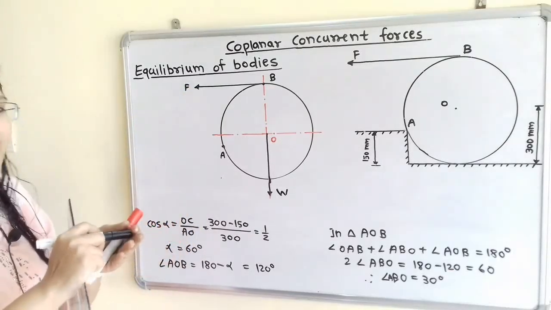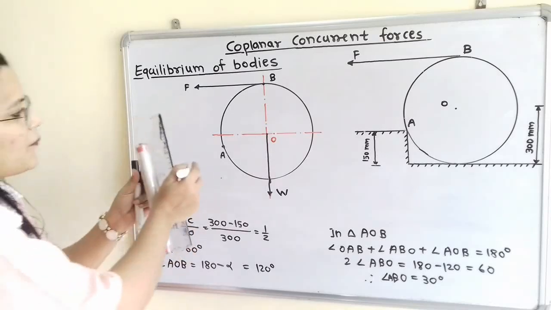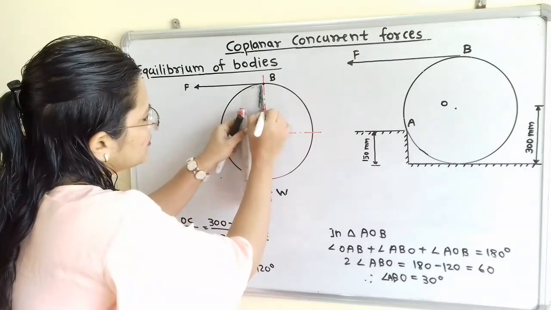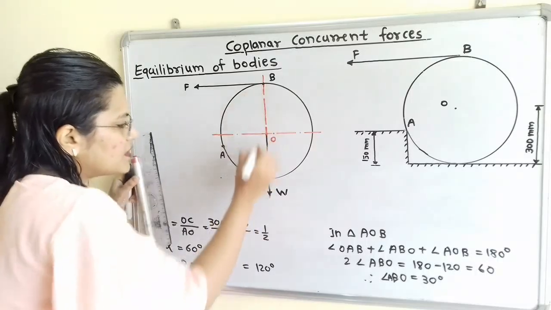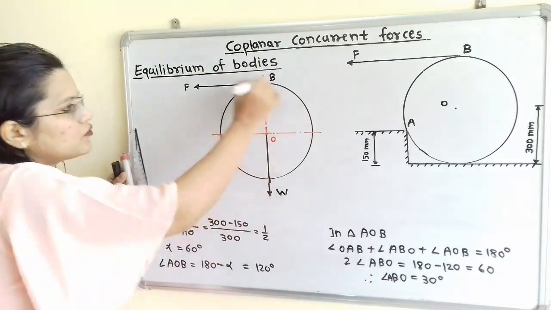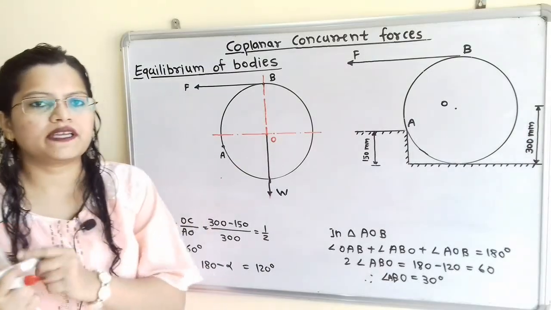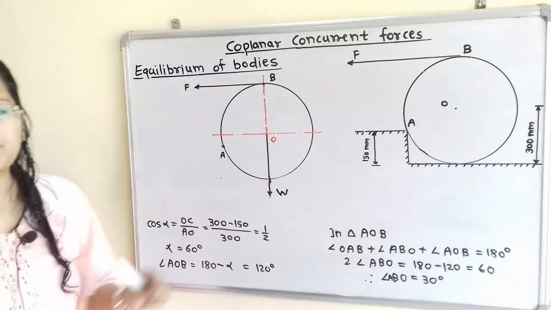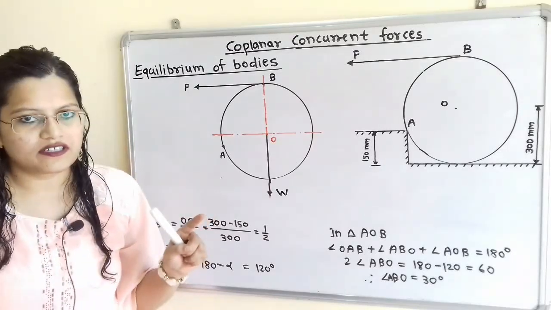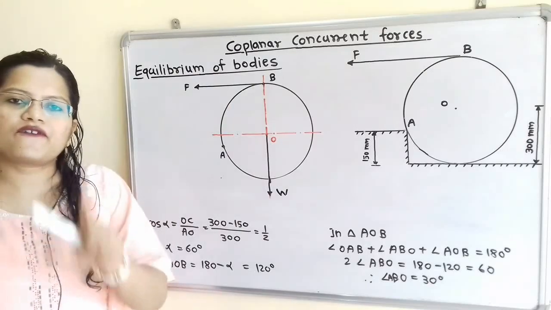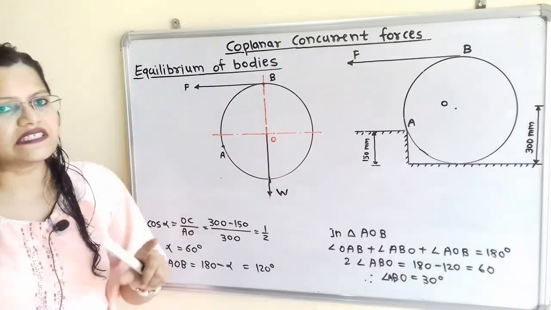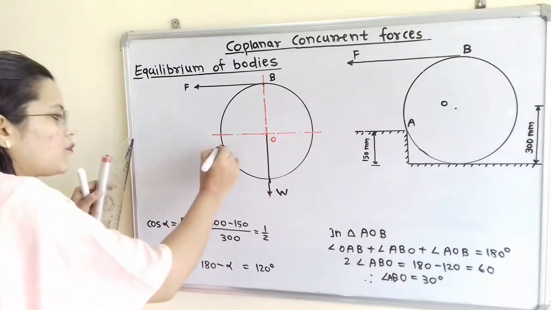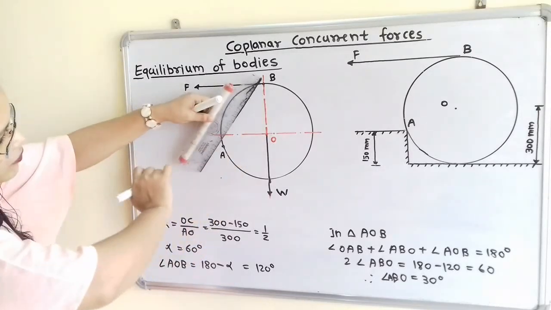Now I will extend the weight W in the opposite direction, shown as a dashed line. If we observe, this weight W is also passing through the point B. Now we know that the system is in equilibrium. That means the third reaction force should pass through the same point B, because all the forces should be concurrent. That means they must pass through a single point when the system is in equilibrium. So we have to draw the reaction at point A, which must pass through B.